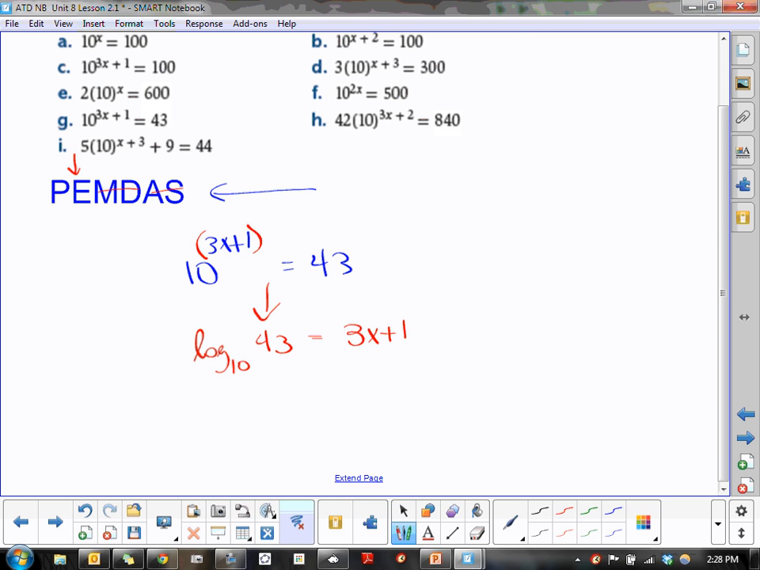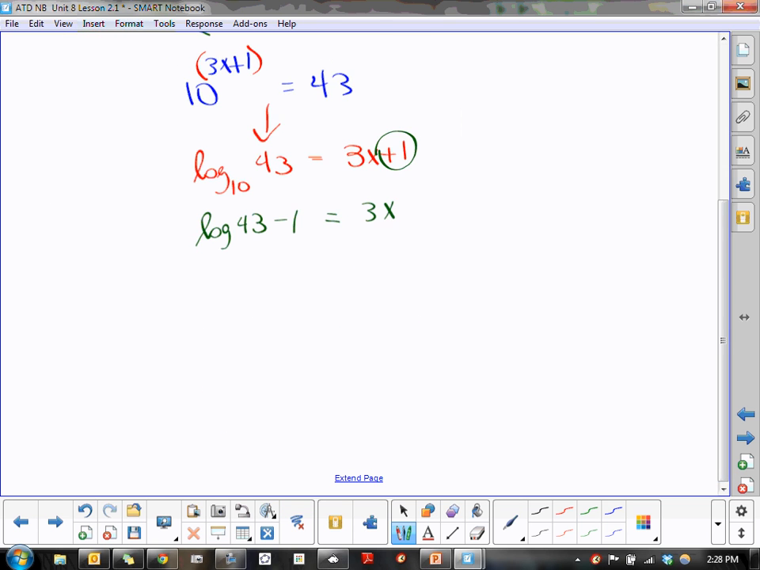Okay, now we come back to PEMDAS again. We've got some addition to get rid of, so let's get rid of it. We'll take the common log of 43, we'll subtract 1. What else do we have to do? Finally, we have to divide by 3. So when we find that value, it's going to be the log of 43 minus 1, then divided by 3.